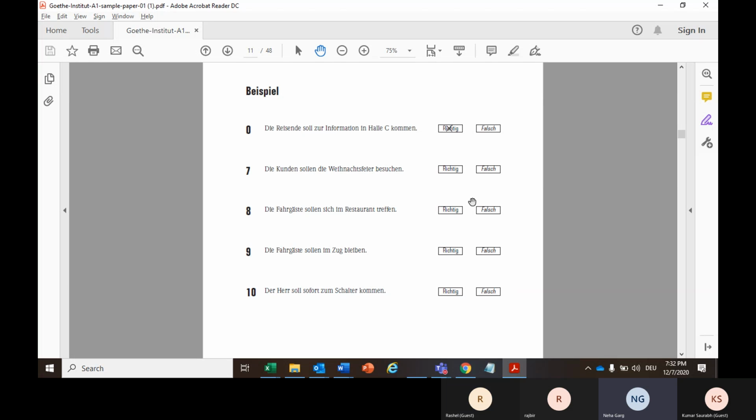Richtig oder falsch? False. Okay, so the correct answer is falsch. Die Fahrgäste sollen sich im Restaurant treffen. Nein, sie sollen sich im Bus treffen. So they should meet in the bus.